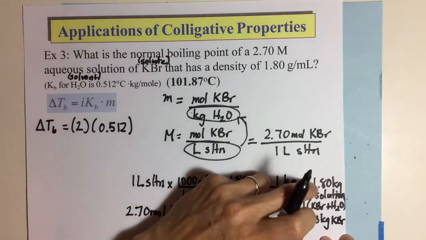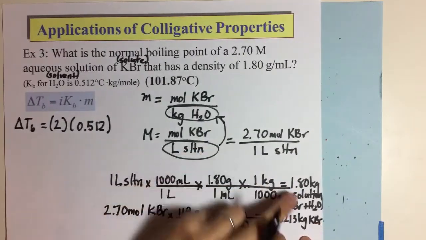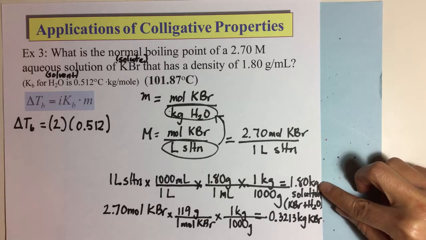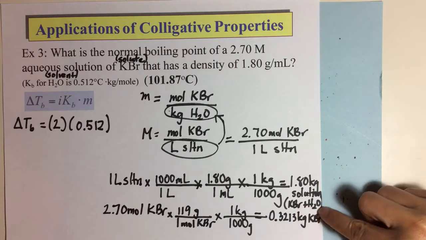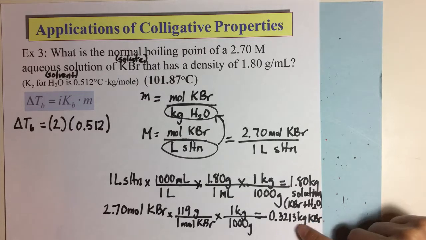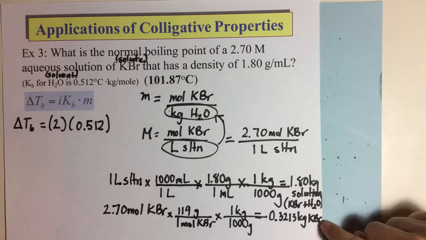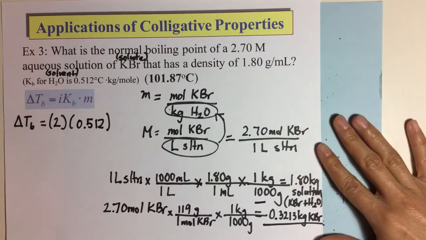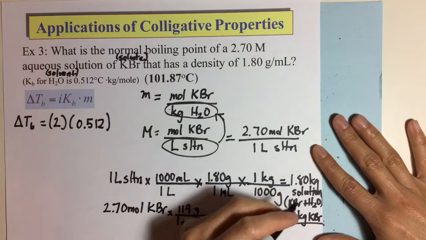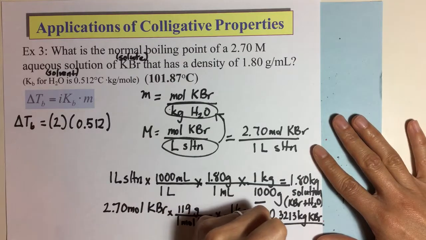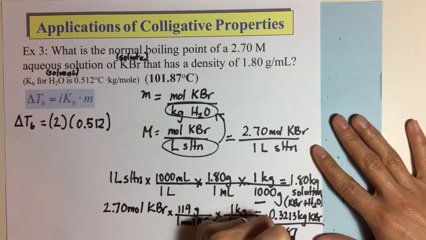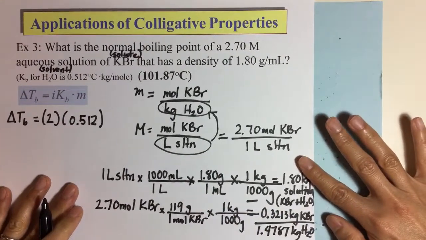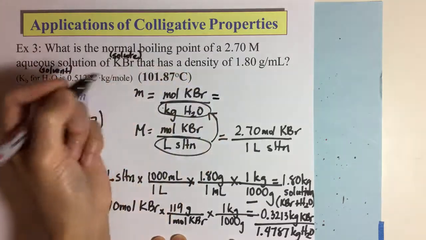Now, let's think about this logically. If your solution's mass is 1.8 kilograms, and it's both KBr and water, and if 0.3213 kilograms of it is KBr, to find the amount of water is just to subtract those two. And in subtracting those two, I get 1.4787 kilograms of water.